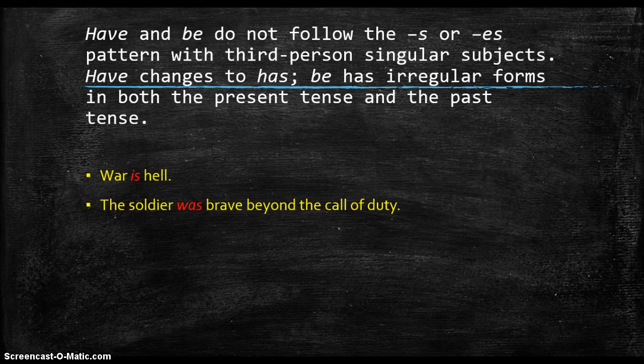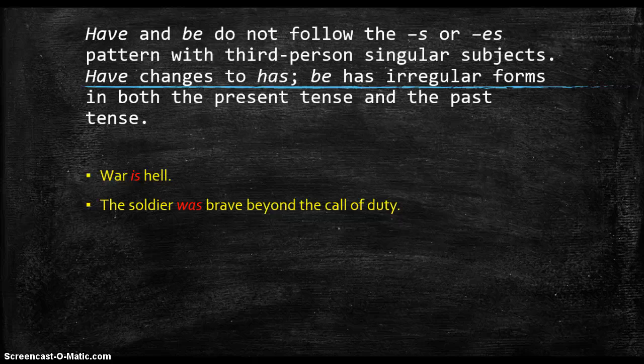Now, the verbs have and be are irregular. They don't follow the s or es pattern with third person singular subjects. The verb have changes to has, and then be has irregular forms of both the present and the past tense. So it could be is, could be was. It depends on which tense you're in.